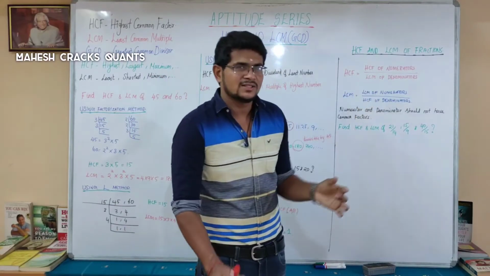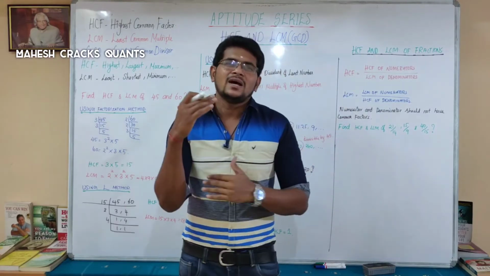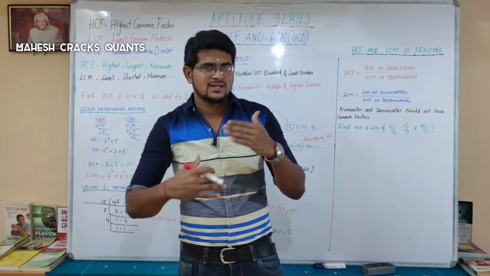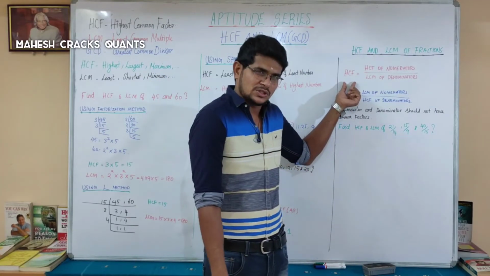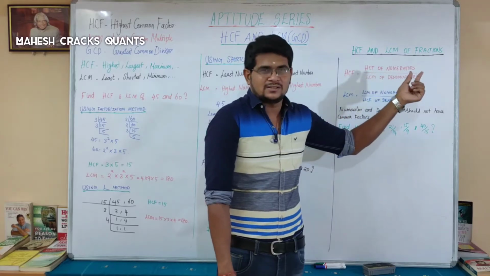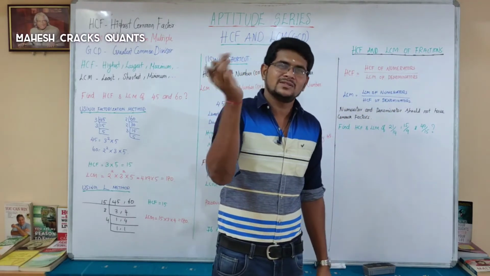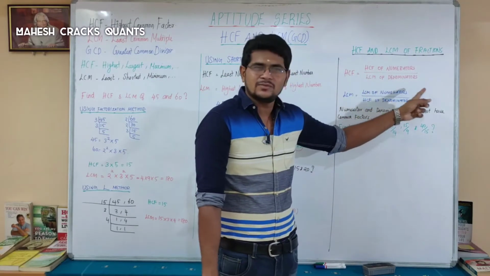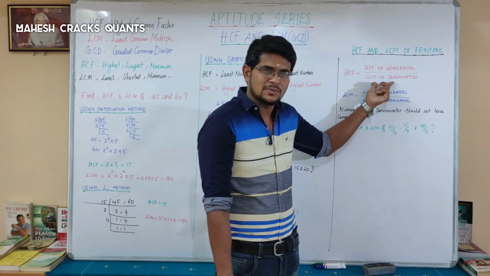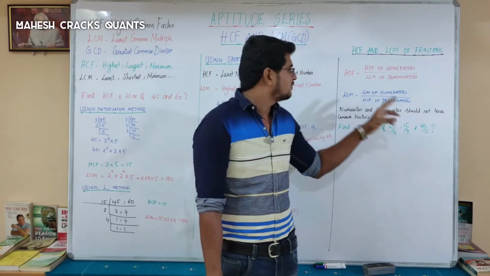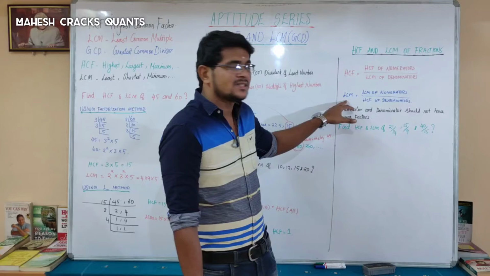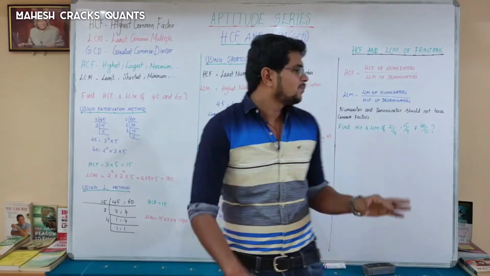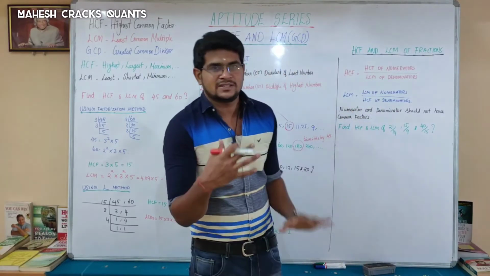When the question is about fractions, you will have numerators and denominators. So if the question is HCF, the numerators will be placed with the HCF of the numerators, and the denominators with the opposite, the LCM of the denominators. When the question is about LCM, the numerators will be based on the LCM, and then the HCF of the denominators.